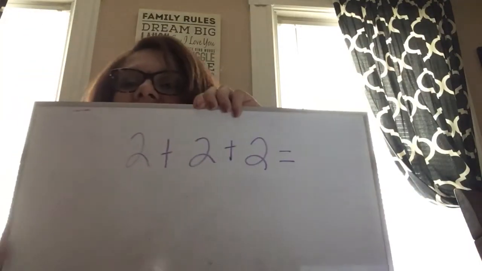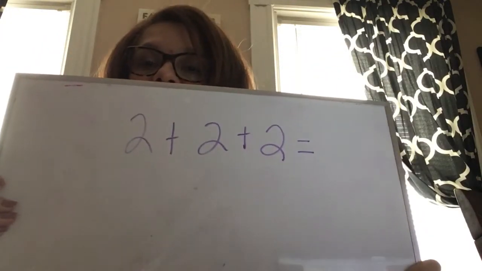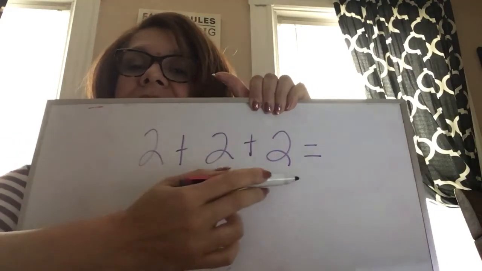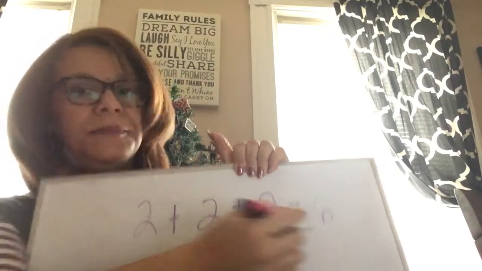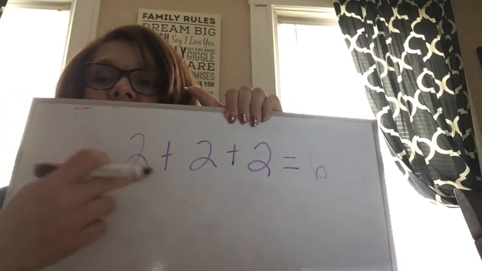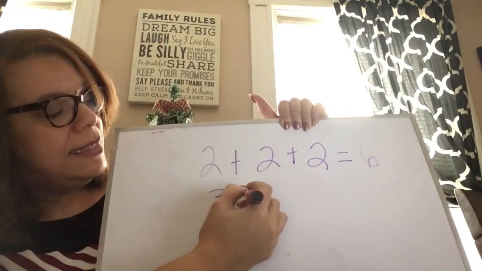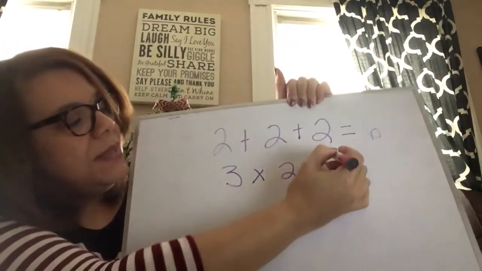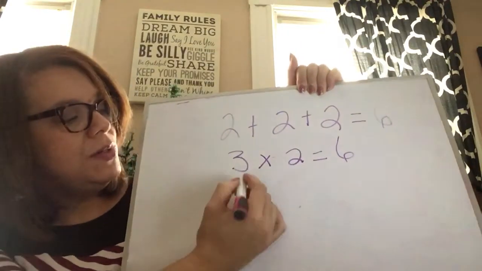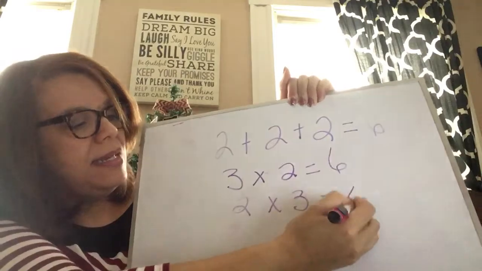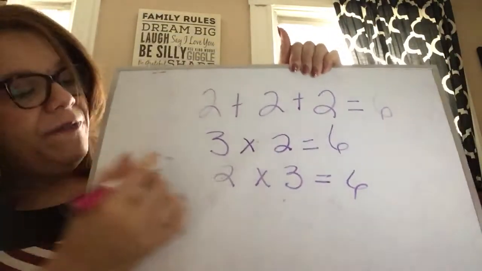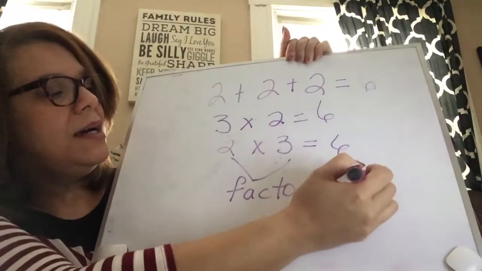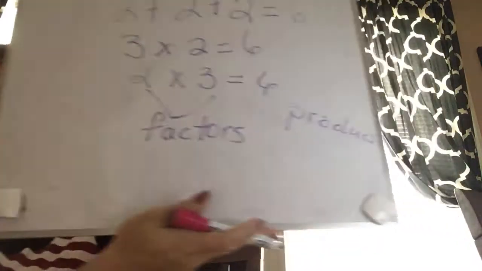Okay. Here is repeated addition. Remember, multiplication is just repeated addition. 2 plus 2 plus 2. We could count by 2. 2, 4, 6. 2 plus 2 plus 2 is 6. What's another way to write this? We have 3 times, how many are in each set? 2. 3 times 2 is 6. We can also say 2 times 3 is 6 because it doesn't matter the order your factors are in. Remember, these are called factors. The product is the same.